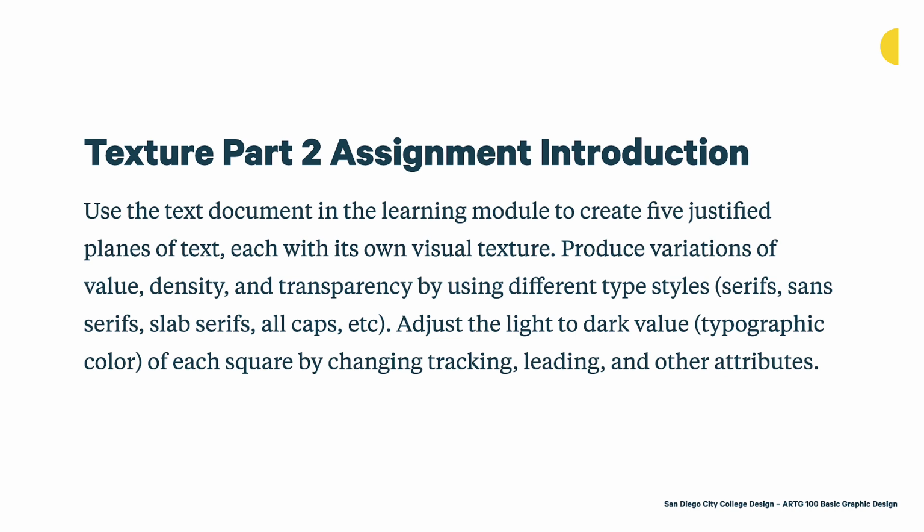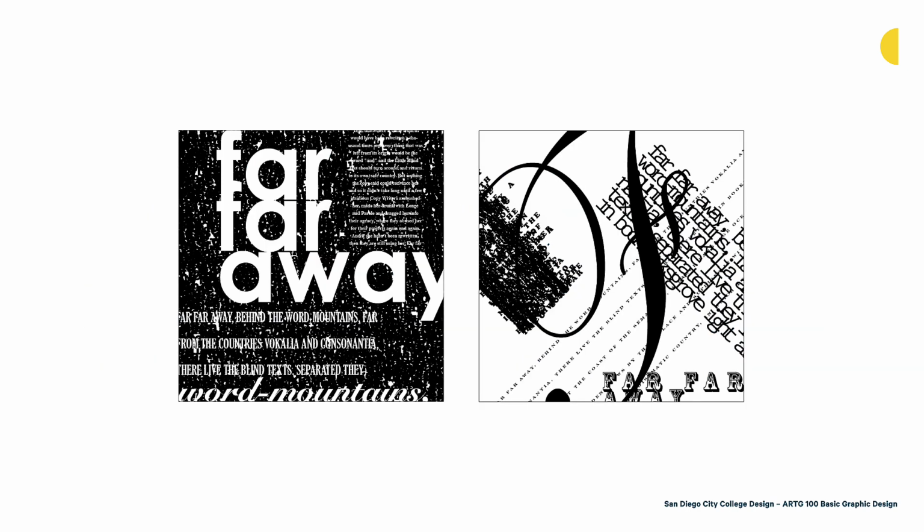So this is similar to what we talked about in the lecture, where you're going to actually create texture out of type. So you must use the provided text document. There's text that you need to use for this that will give you certain words. But you can play with all of the different type settings, including typeface, leading, tracking, all kinds of things to create different densities in the text that will create a visual texture out of typography. So there's a little bit of what that might look like.